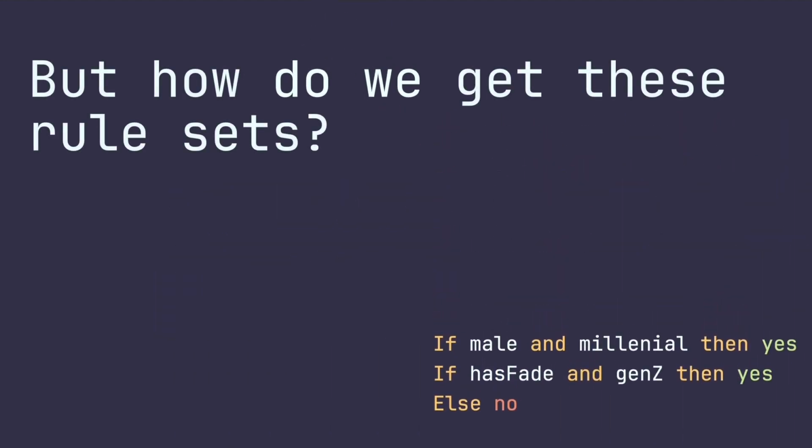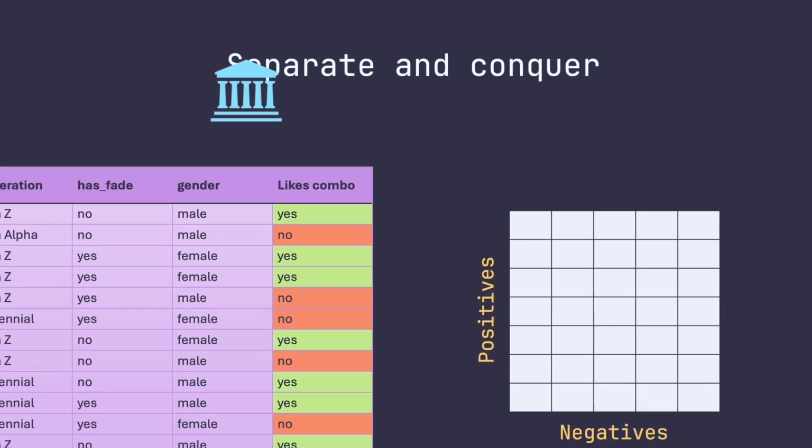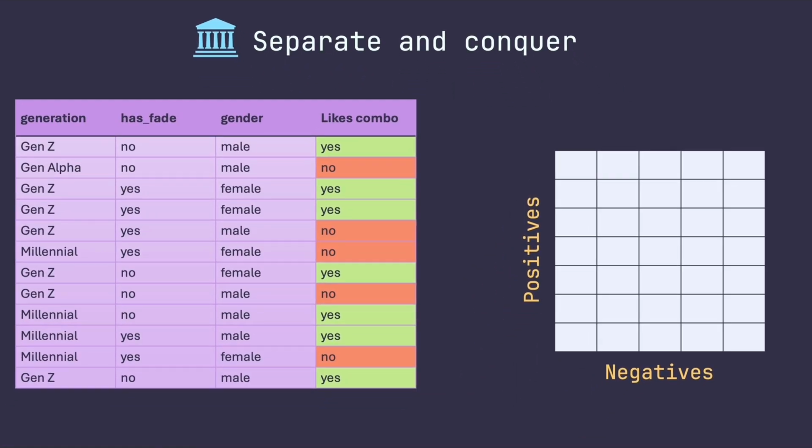So, but how do we get these rule sets? This is where an algorithm comes in called separate and conquer. Now let's try to actually go through this algorithm together. So here on the left, we have our data set again.